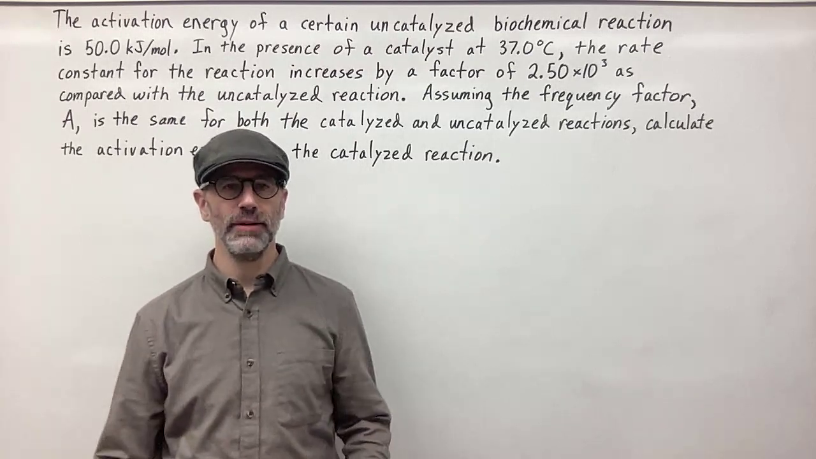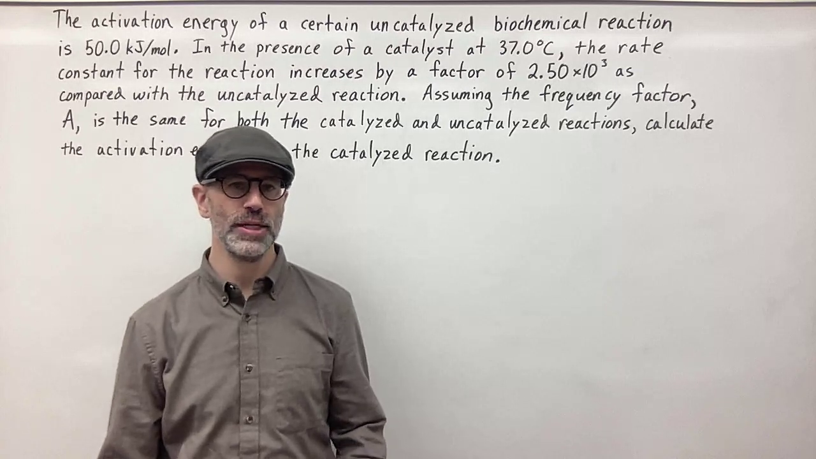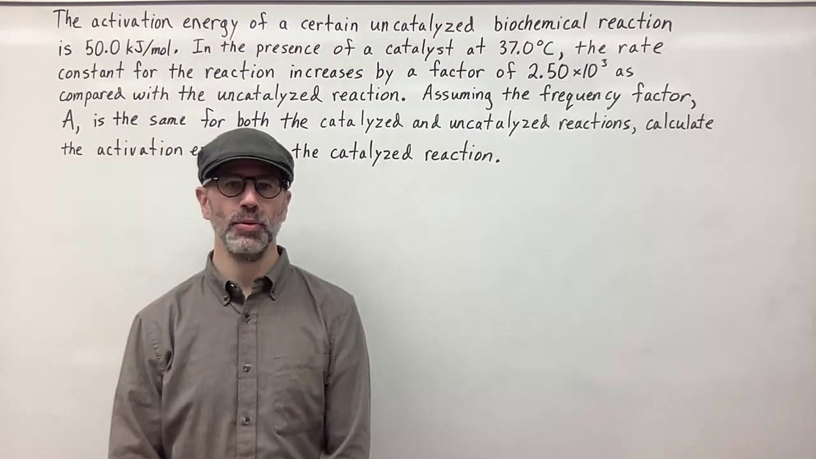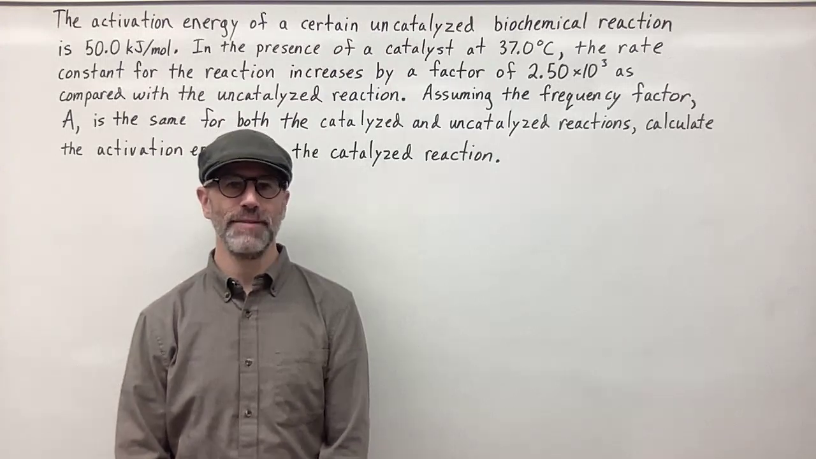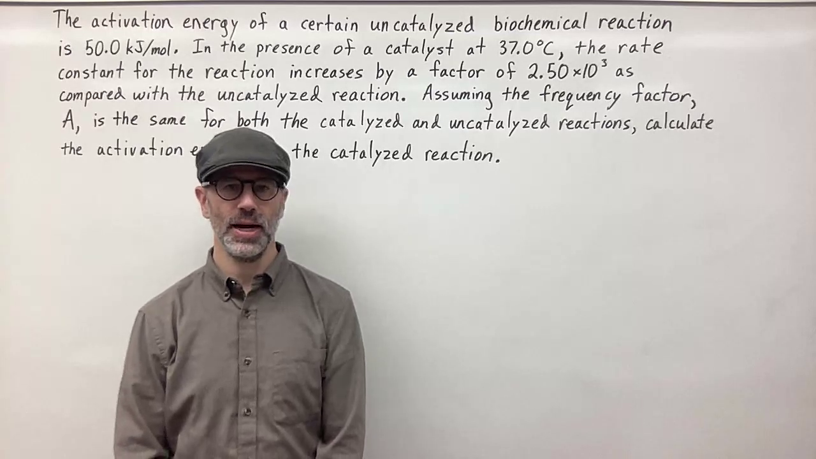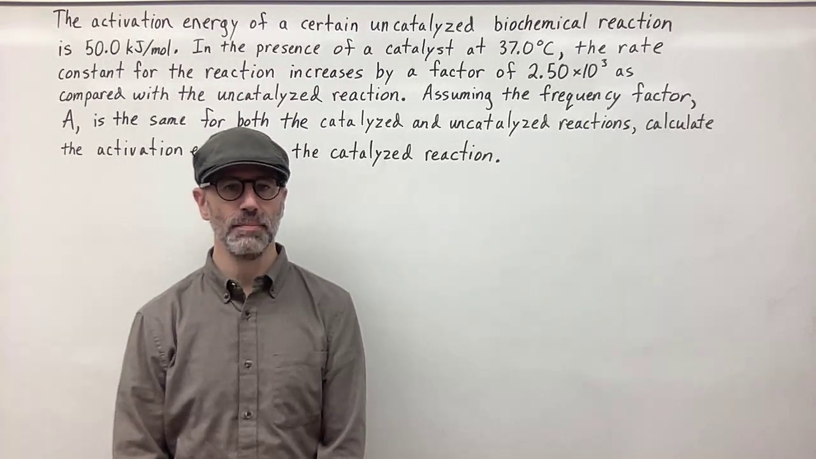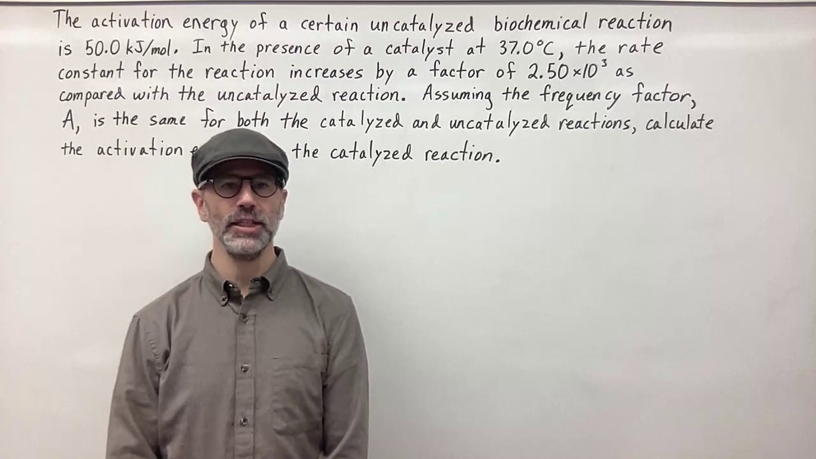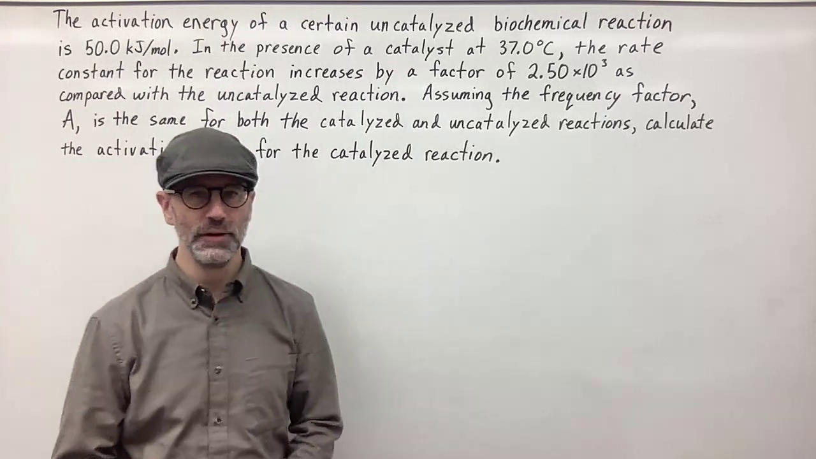Okay, so we're given that the activation energy of a certain uncatalyzed biochemical reaction is 50.0 kilojoules per mole. In the presence of a catalyst at 37.0 degrees Celsius, the rate constant for the reaction increases by a factor of 2.50 times 10 to the third as compared with the uncatalyzed reaction. Assuming the frequency factor A is the same for both the catalyzed and the uncatalyzed reactions, calculate the activation energy of the catalyzed reaction. Okay, so they gave us a bit of information here.